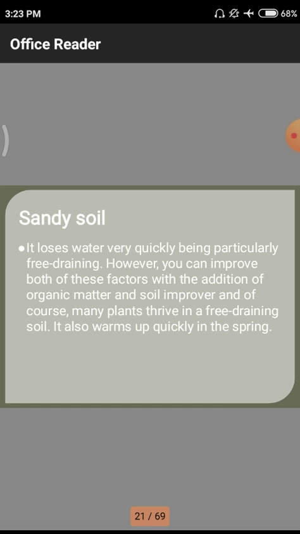That means it loses water very quickly, being particularly free draining. That means in those kinds of soils water will not stagnate. Whenever we go to a beach, at the entrance of the beach we have a huge amount of sand, but water will not stay on that sand. Some amount of water will be there up to the moisture limit.